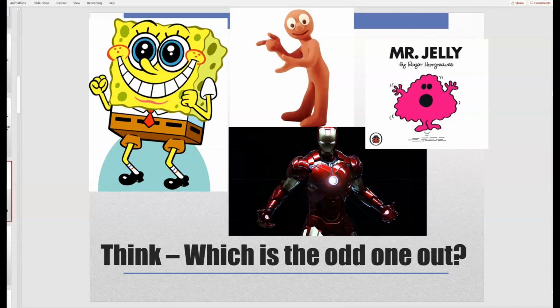Okay, so it's a little bit of a trick question. The conversation coming from last lesson is about how the structure of a solid is a regular structure, and yet SpongeBob SquarePants, Morph, and Mr. Jelly all have probably a more irregular structure than Iron Man to their solid, but they are still a solid because liquids fill the shape of the container that they're in. So once Mr. Jelly has solidified, he will keep his own shape, as does Morph and as does SpongeBob SquarePants.